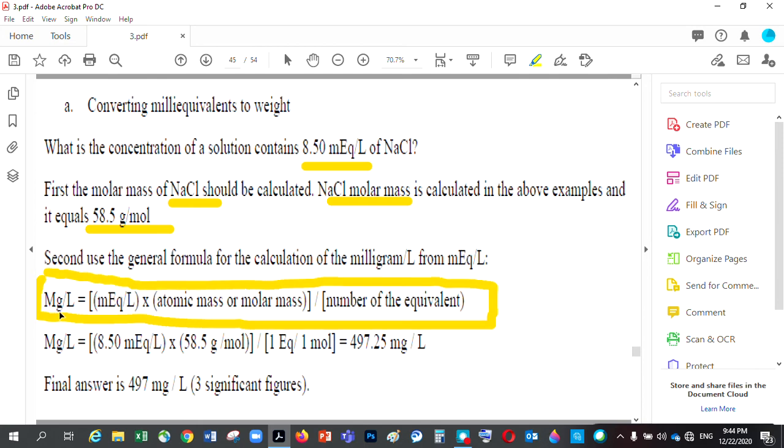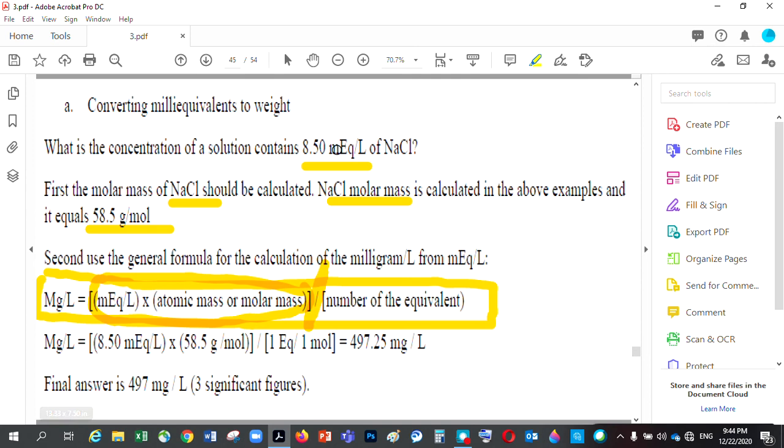Milligram, that's not magnesium, that's milligram. Milligram per liter equals milliequivalent per liter multiplied by atomic mass or molar mass. In this case, we have molar mass, and this is by itself here, divided by the number of equivalents, correct? Number of equivalents. So let's look at this.